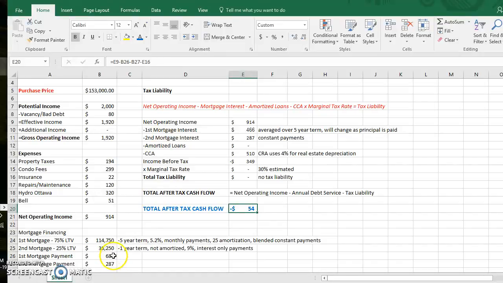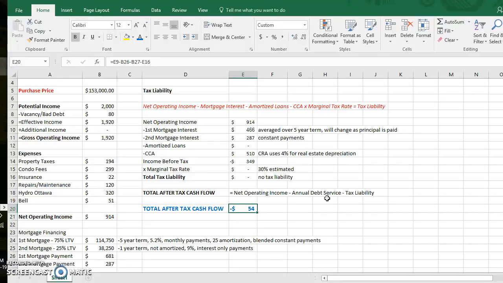You'll note that it's the full mortgage payments, not just the interest payments here, because this is actually part of our cash flow. It comes out of our pocket every month. This we use here to calculate the tax liability, but we use the full mortgage payments to calculate the after-tax cash flow. So we subtract that from net operating income, and we subtract E16, which is our tax liability, which there are none, and that gives us a minus $54 a month after-tax cash flow. So out of the gate, you can see it is hovering around the zero mark.